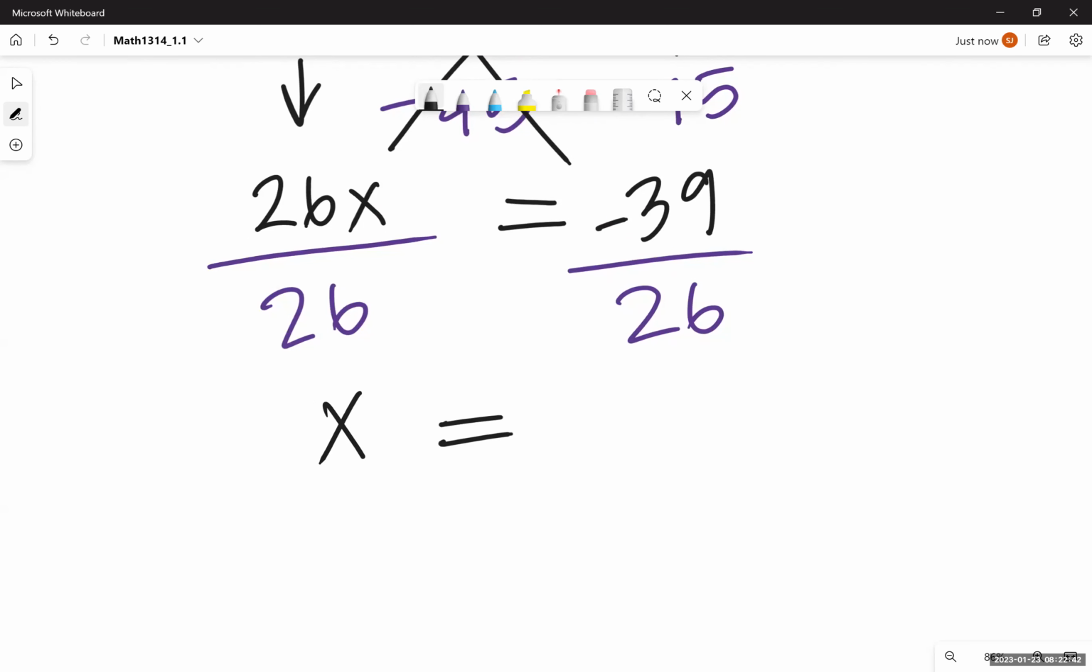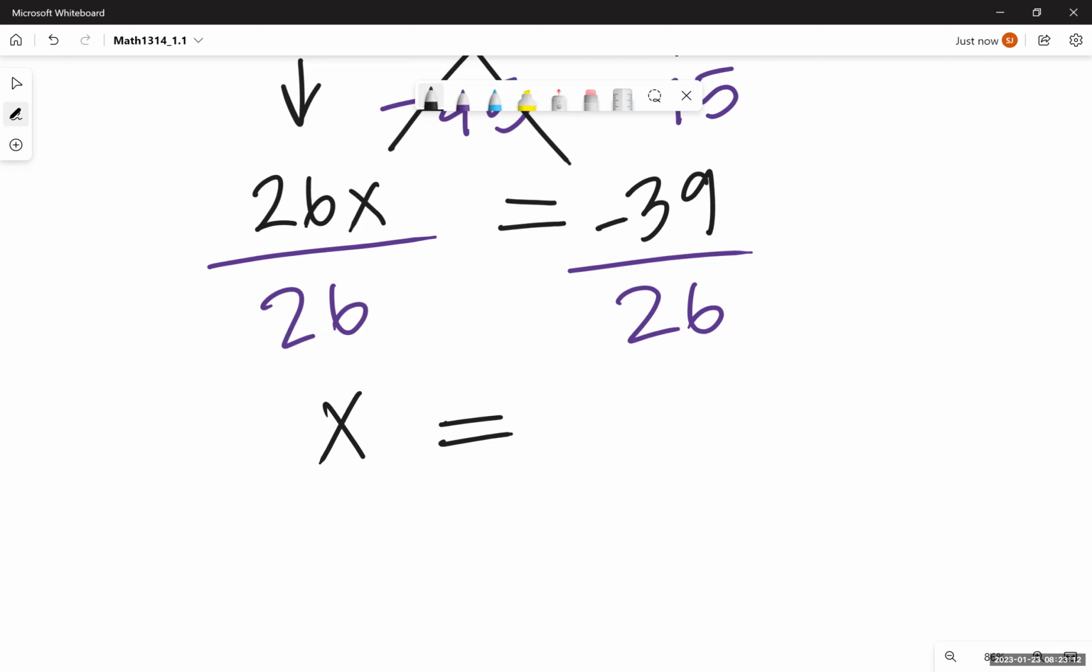But you could grab your calculator and you could actually put that. Do I have my calculator today? If you have the graphing one, you would do negative 39 divided by 26. It's going to give you a decimal. My math lab doesn't want decimals. If your answer in your calculator is in decimal form, I can show you: you do math, enter, and it'll turn it into a fraction.